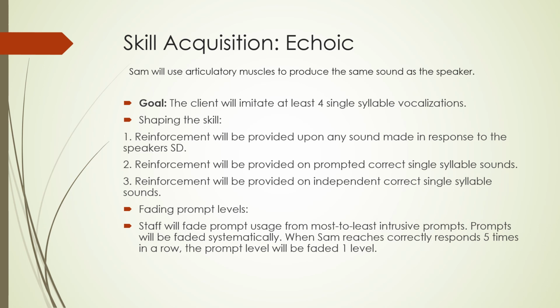To fade prompt levels, staff will fade from most to least intrusive prompts. Prompts will be faded systematically, and when Sam reaches correct response 5 times in a row, the prompt level will be faded 1 level.